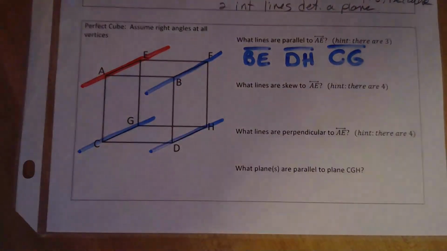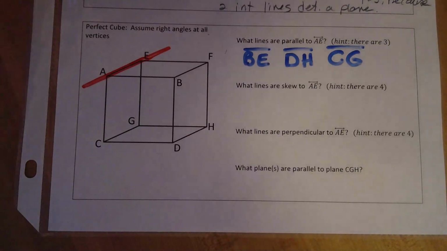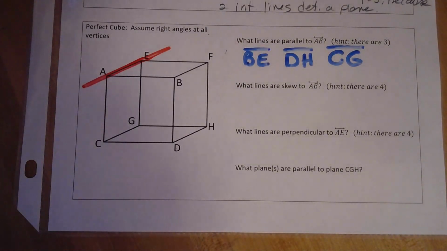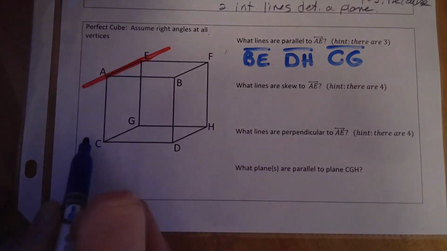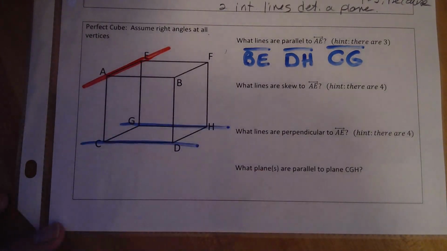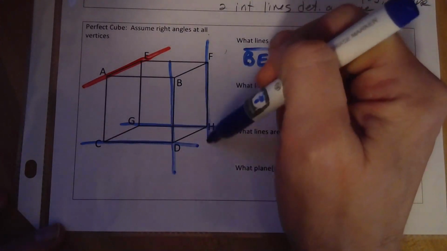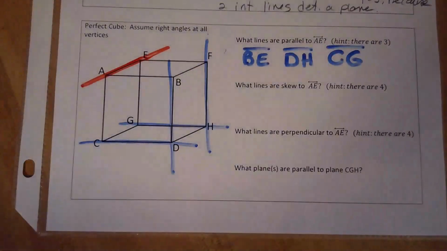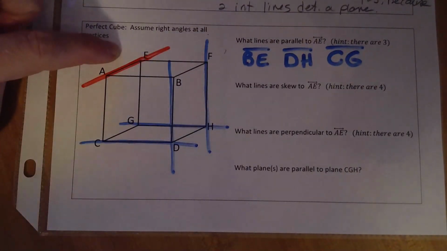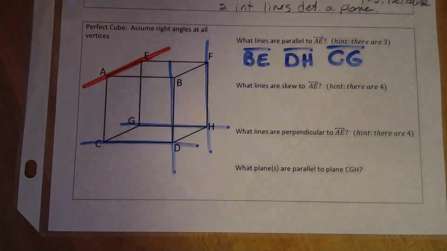Okay. What lines are skew? I'm going to erase that now. All right. What lines are skew to AE? And there should be 4. Okay, so now we're looking for 4 lines that are not parallel, but also do not intersect AE. All right, so that would be lines CD and GH. Those would be 2 skew lines. And then line BD and FH. Okay. So again, they just have to be skewed to line AE. I know like these 2 are parallel to each other, but we're looking for their relationship to AE.